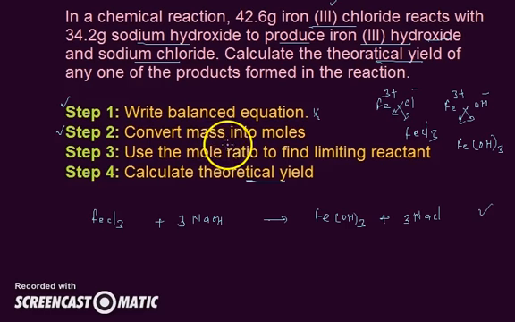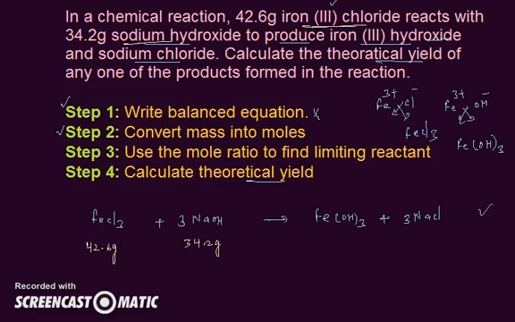It says to convert the mass of these reactants into moles. Well, the mass of these reactants is given in the problem. Here you can see that the mass of iron chloride is 42.6 gram, and the mass of the second reactant is 34.2 gram. We convert the mass of these reactants into moles. When we convert the mass into moles, we always use molar mass. Then we look for the molar mass of these reactants.